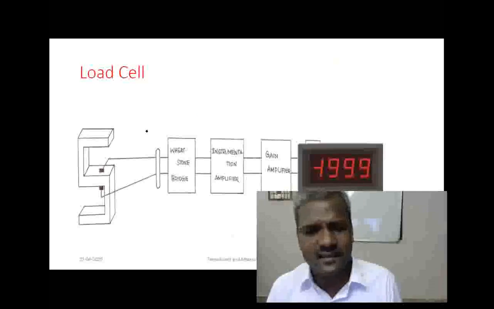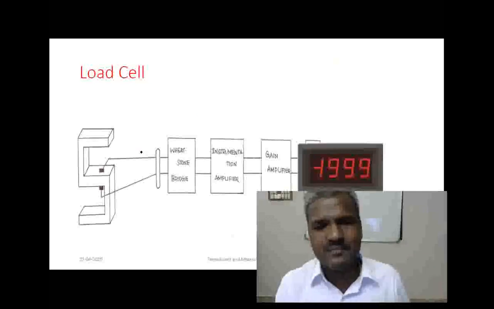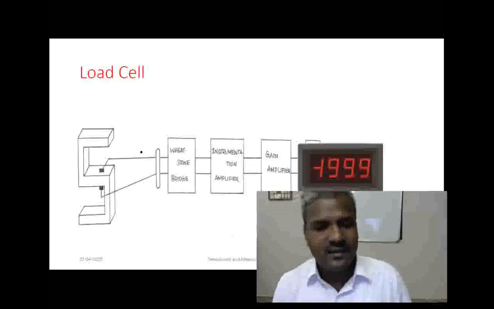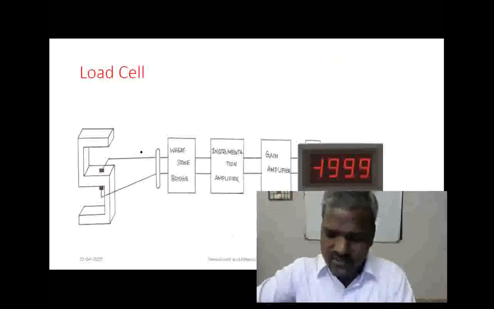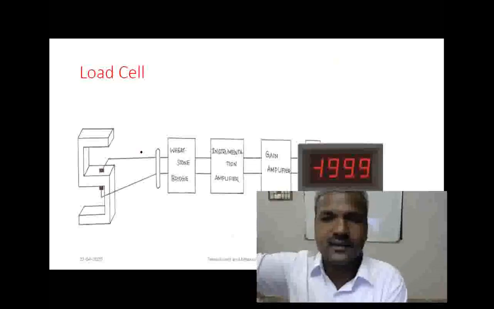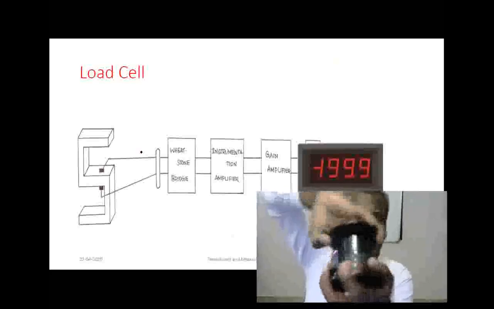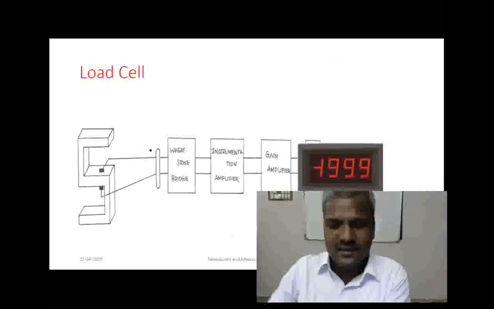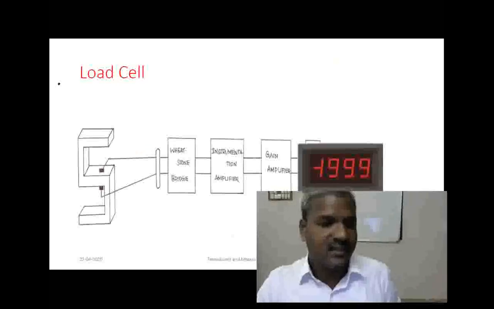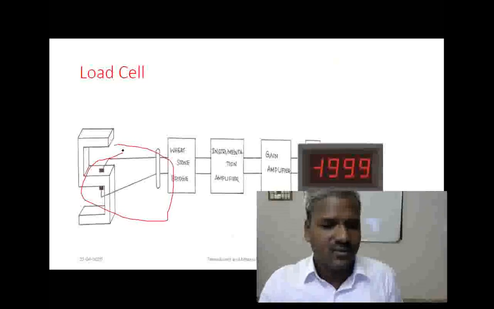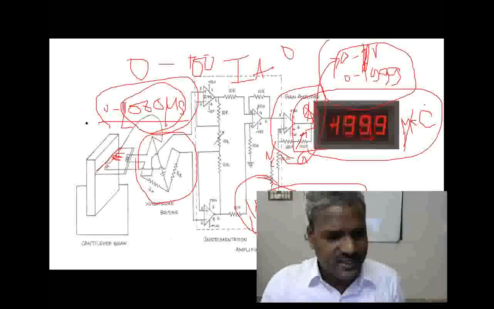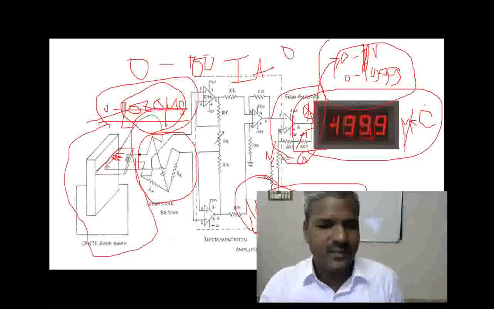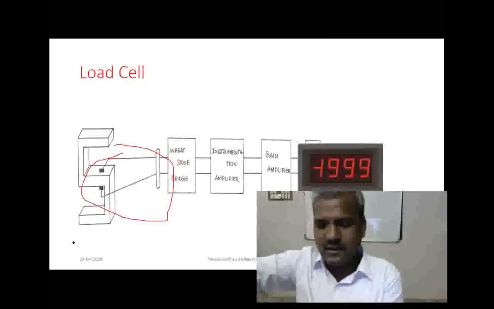Next is the load cell. The process and everything is the same as for the strain gauge. This is the load cell setup. Inside the load cell, there is an S shape. Except for this cantilever part, the remaining things are the same. The only thing is we have to calibrate the display. So this is the load cell.